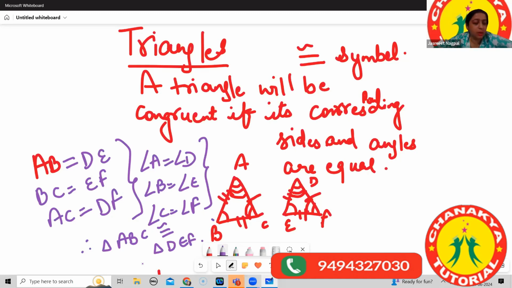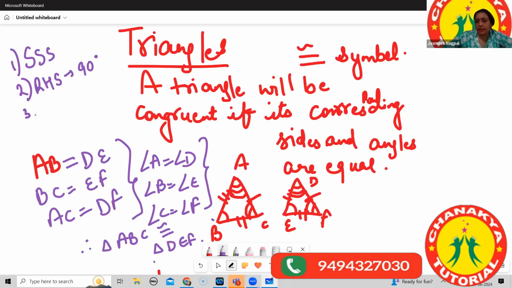ASA is also a criteria. Okay, I will show you just a second. Ma'am, is AAA any criteria there? Yes, AAA, the triple A. There is no criteria of triple A. Only ASA. I will show you. Triple S is a criteria. RHS is a criteria, right angle side. That one is 90 degree. If the triangle is 90 degree, then the criteria is RHS.